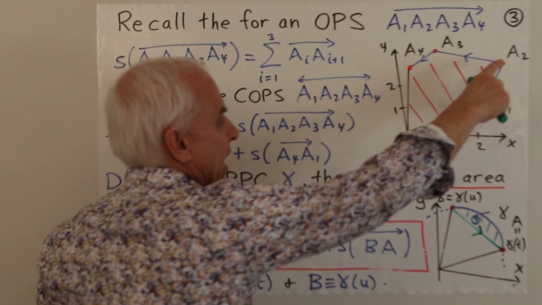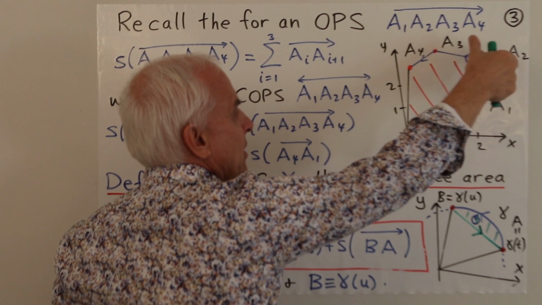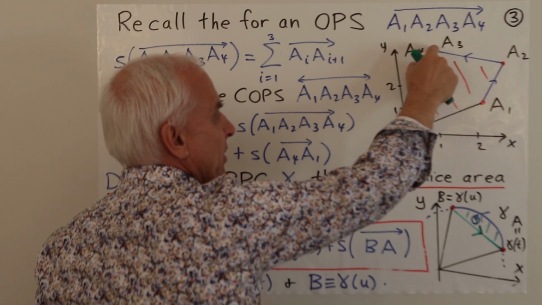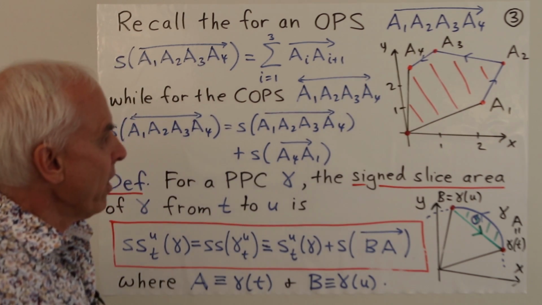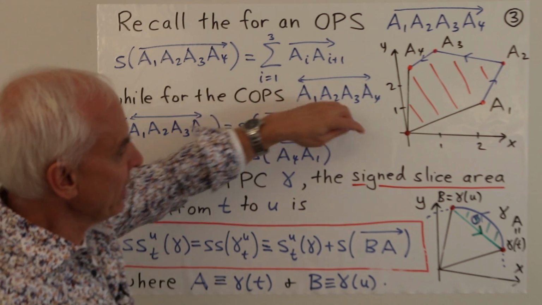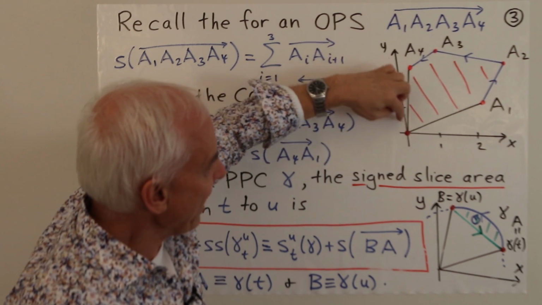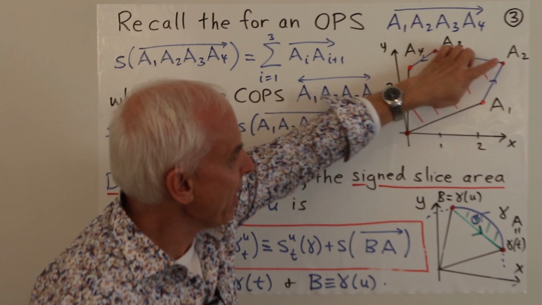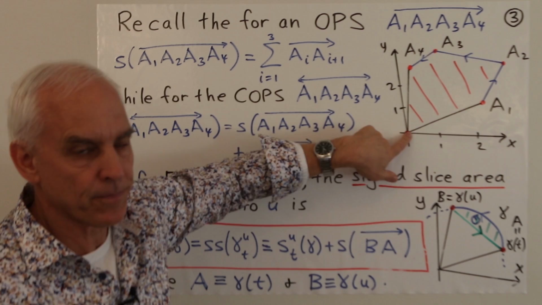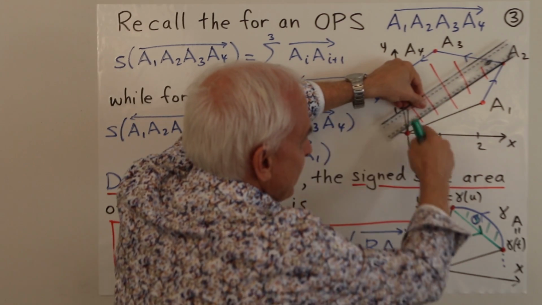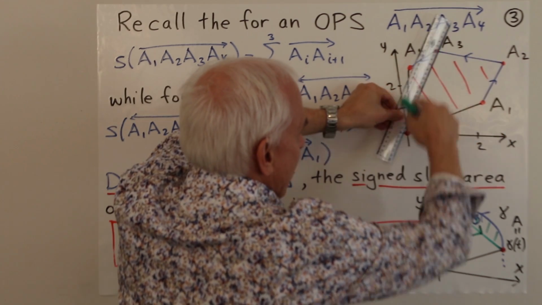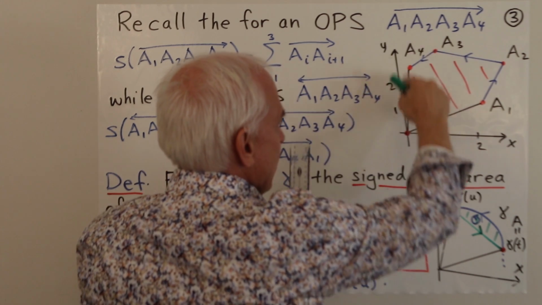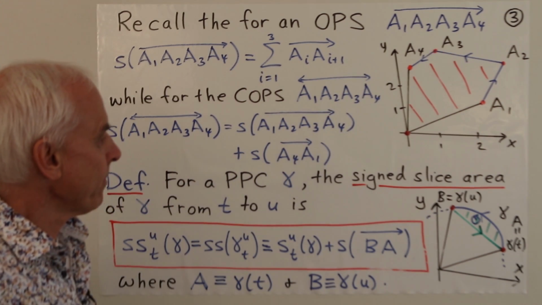So that'd be A1, A2, signed area of that, plus the signed area of A2, A3, plus the signed area of A3, A4. And what this is geometrically is what we think about in terms of the oriented area of this polygon formed by the spline and the origin. And it contains the signed area of this thing, and then the signed area of the second one, and then the signed area of the final triangle.